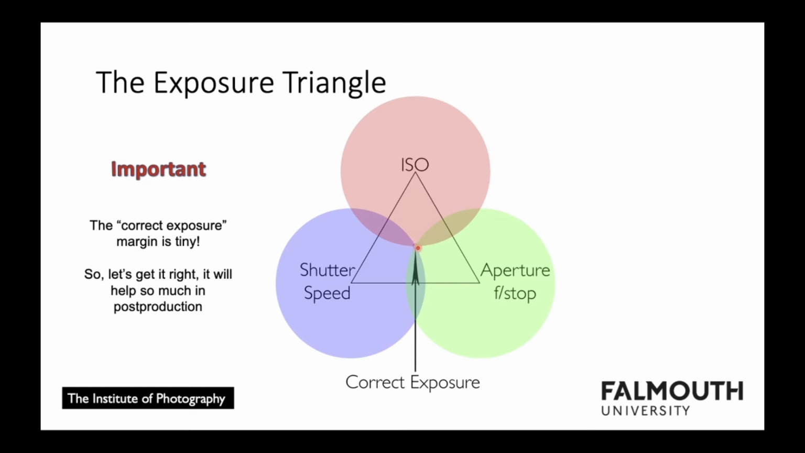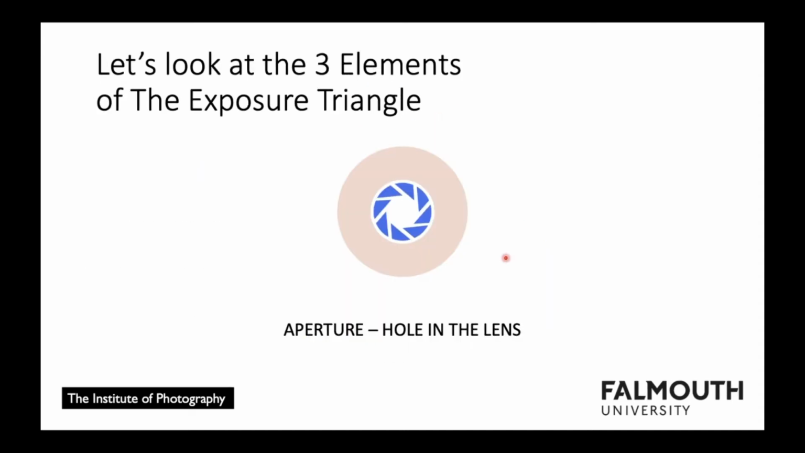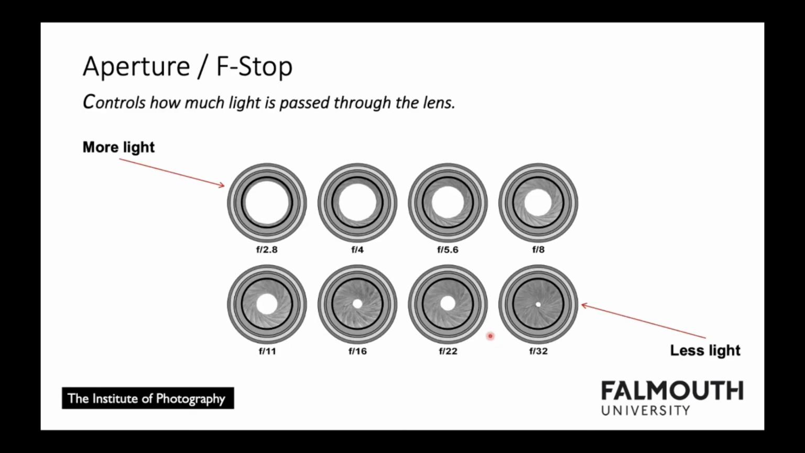And more importantly, if you do under or overexpose your shots, mainly underexposing, you'll get more noise and it will reduce contrast in shadow areas. So let's get it right in the camera. So let's look at the three elements of the exposure triangle. And let's start with the aperture, the hole in the lens.